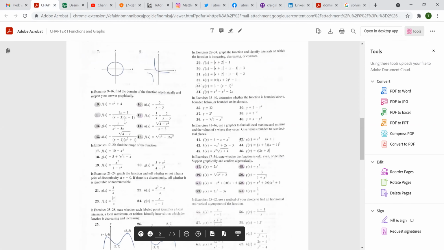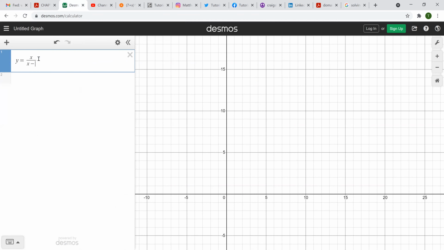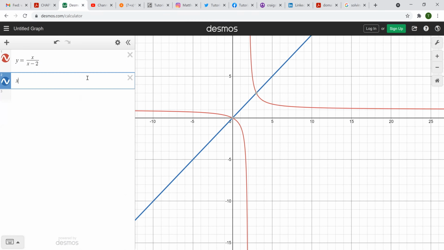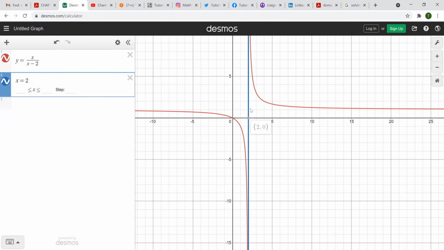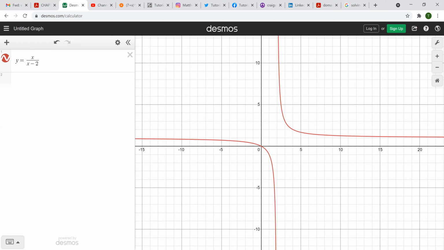Okay, so another function here: y equals x over x minus 2. This one's got a vertical asymptote. This is me just adding a little bit here. That's the vertical asymptote there. Your instructor doesn't want that, but that's what's going on. So we'll snip that in. Actually, let me give a little more of a window there.